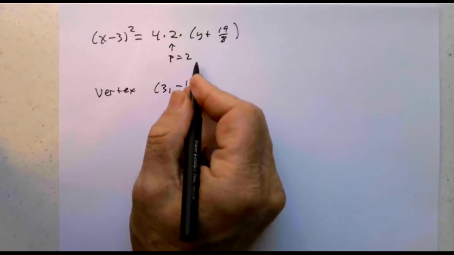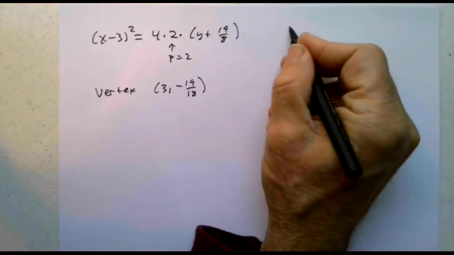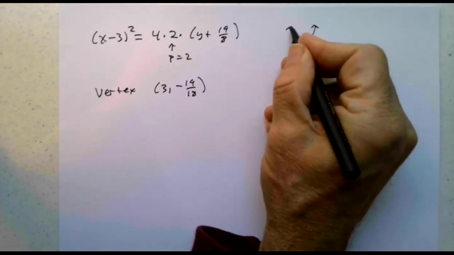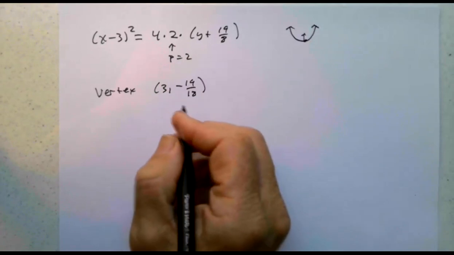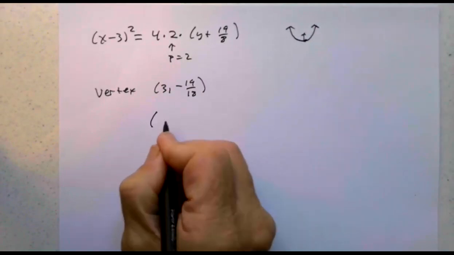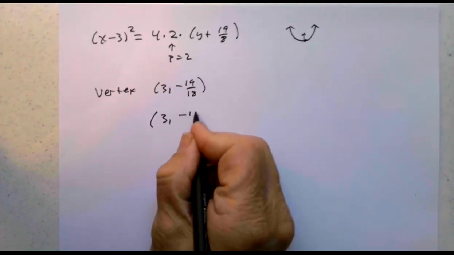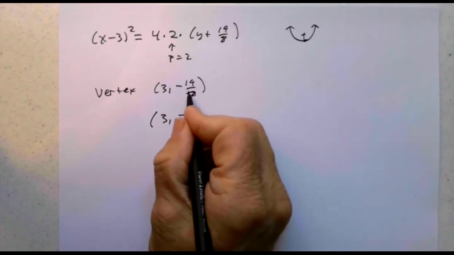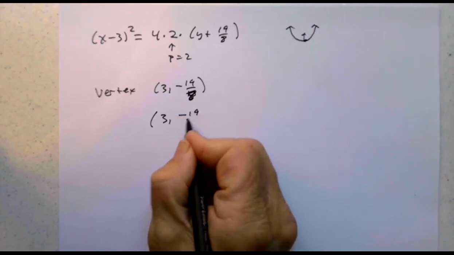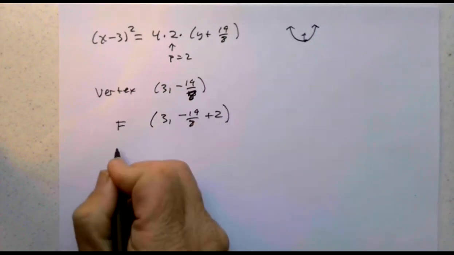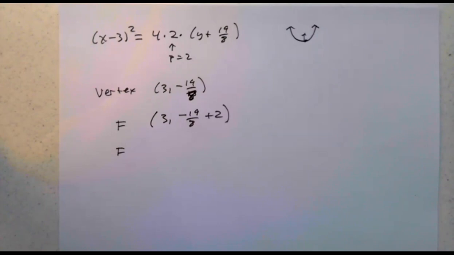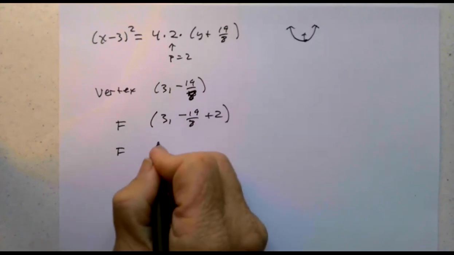So if I go up 2, remember, this is the way this thing looks. There's the vertex. To go to the focus, I have to go up 2. So what would that be? The x value is not going to change. The y value, negative 19/8, not 18ths. Negative 19/8 plus 2 will be my focus. So what is negative 19/8 plus 2? That is negative 3/8.